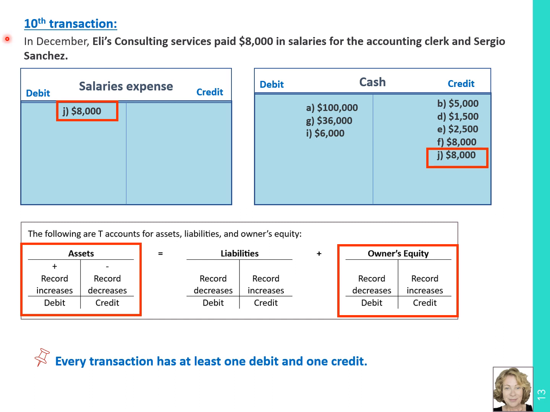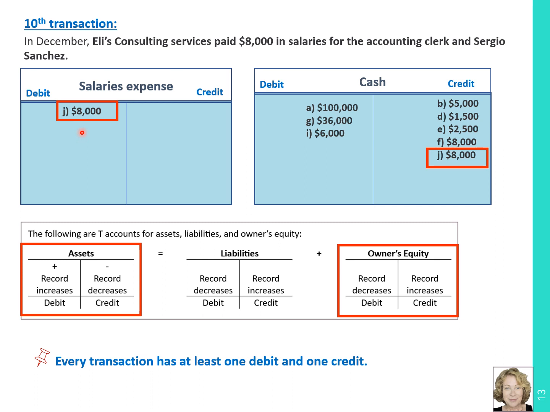Now, our 10th transaction, Eli's Consulting is paying $8,000 for salaries. There are two things that happened here. Salaries expenses increased and cash decreased. So let's start with the first part of the accounting transaction. Salaries expenses are part of owner's equity, and when salaries expenses increase, they decrease owner's equity. And owner's equity decreases with debits. Therefore, we need to debit salaries expenses for $8,000.